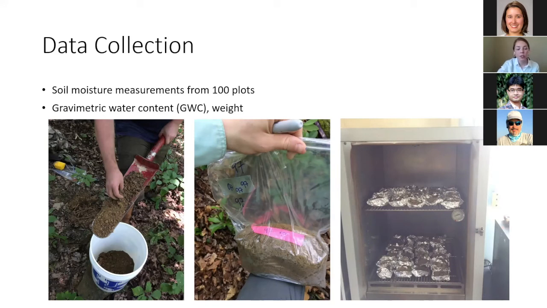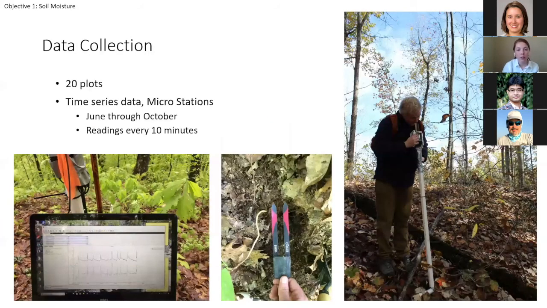In addition to these measurements from all 100 plots, I do want to mention that we did have time series data that we collected from June through October. We installed these microstations that sit there and record soil moisture every 10 minutes for that whole time period. However, these were only at 20 plots, so we weren't able to incorporate it in the main part of our analysis, but I did want to mention that we do have some pretty interesting data from this time series data.